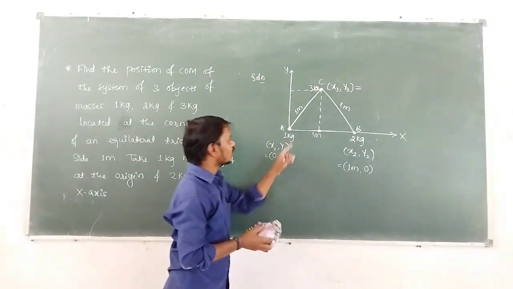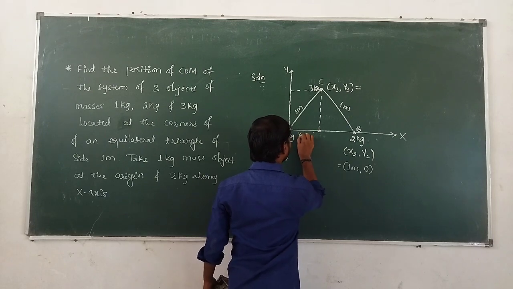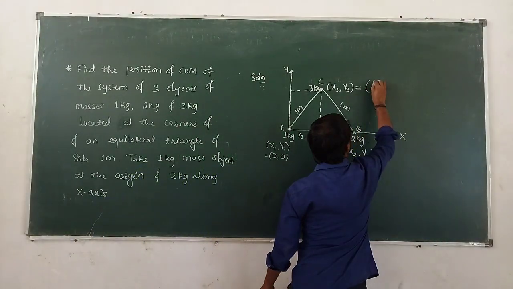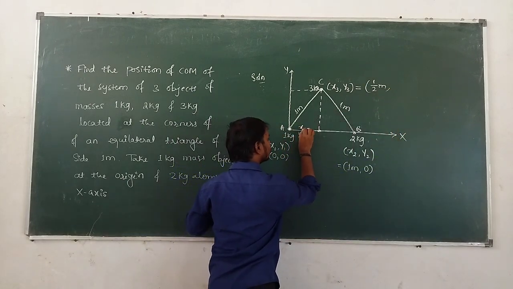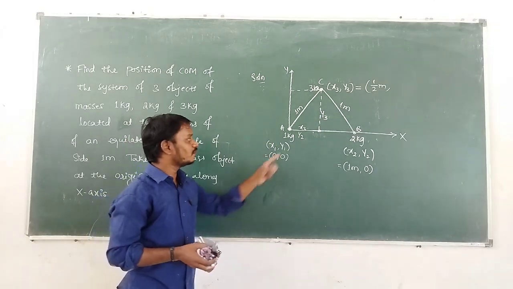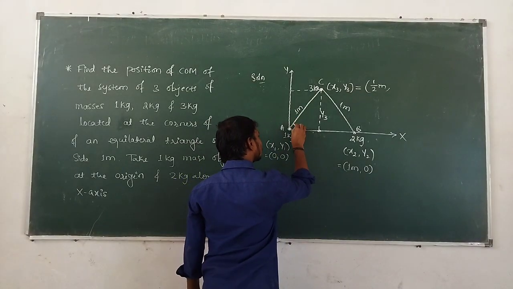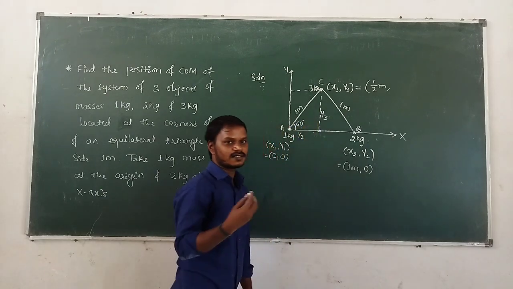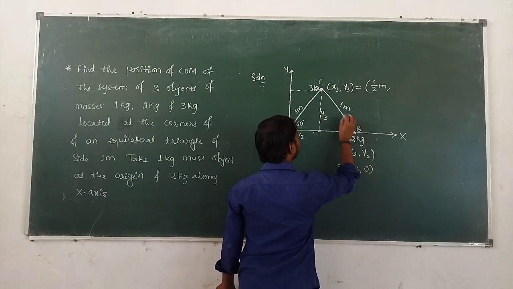Then what about x3? x3 is half of 1 meter. Half of 1 meter. So what about x3? x3 is half of 1 meter. And what about y3? How to find y3? This is x3 and this is y3. How to find x3? We got that, that is how much? That is 1/2 meter. But what about y3? y3 can be determined by using sin 60 degree. So this is 60 because in an equilateral triangle all angles are 60 degree.